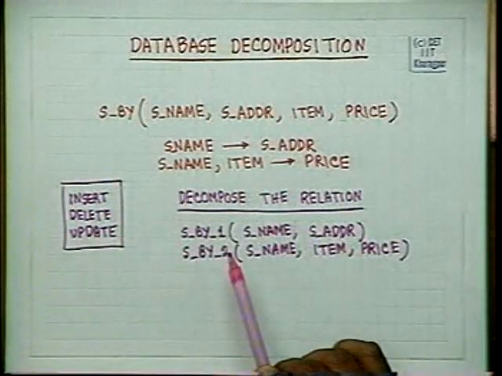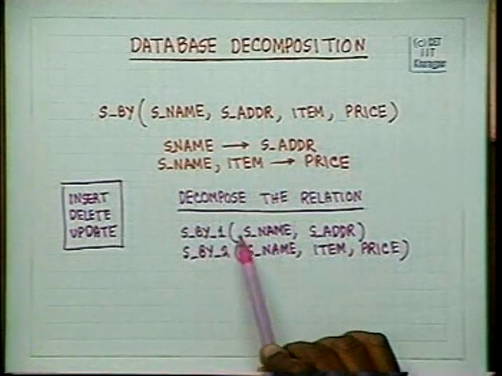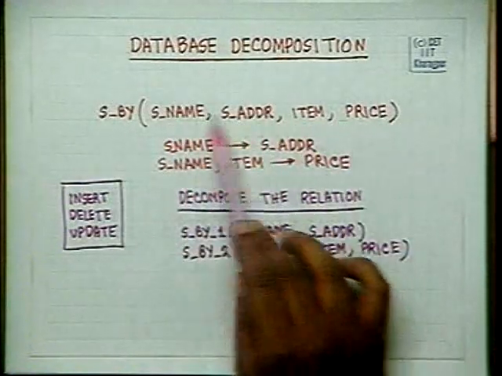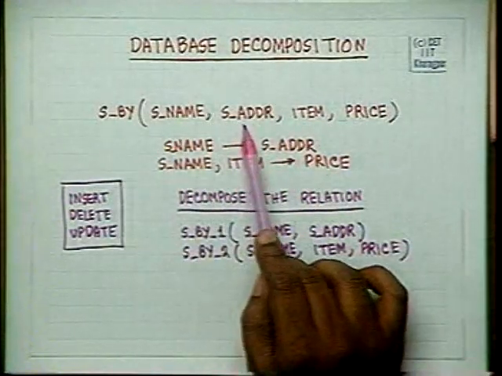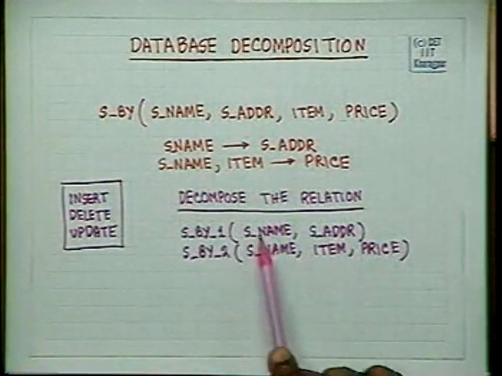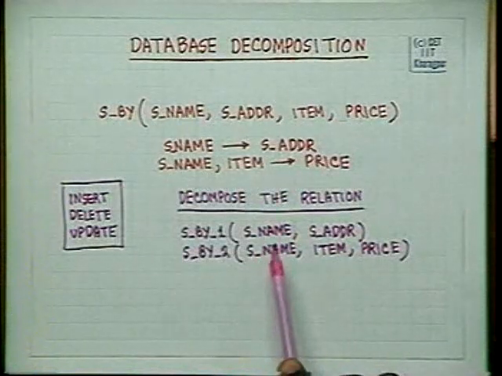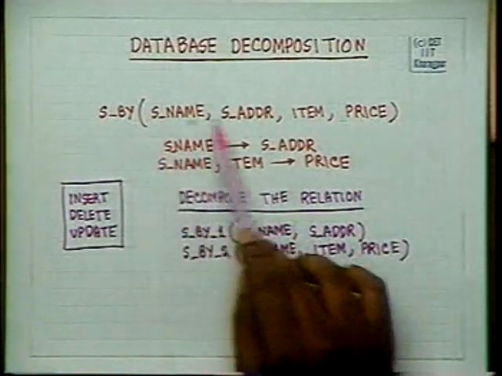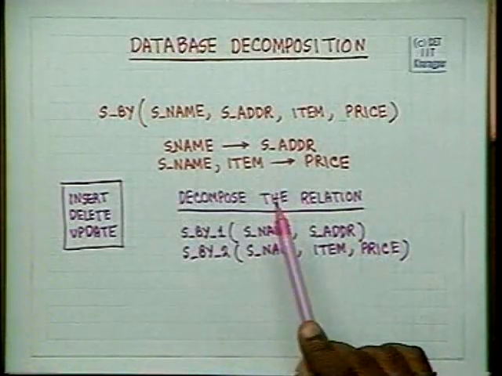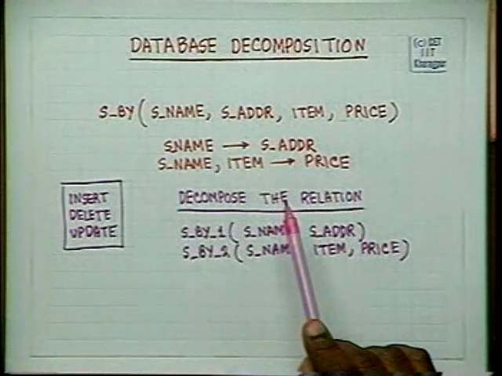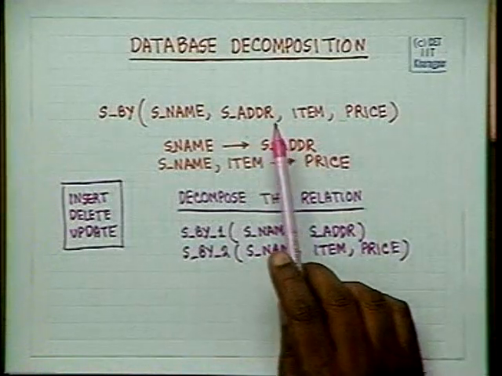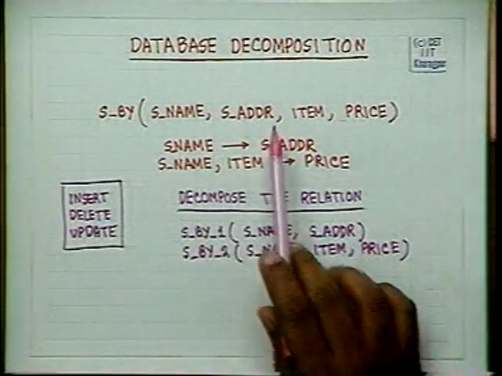But there are certain other extra things which you will have to do when you decompose. For example, if a query relates to address and item, then in order to meet that query you will have to take a natural join of these two relations and then answer the query. You cannot answer it directly from any one of the relations. Therefore, if such queries are very common, the efficiency may be hampered even if you decompose. It may be less efficient if you decompose and more efficient if you don't.